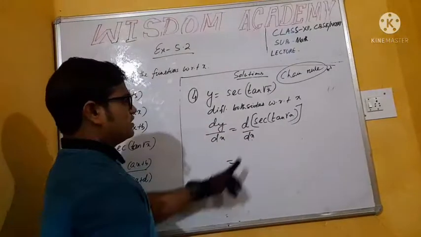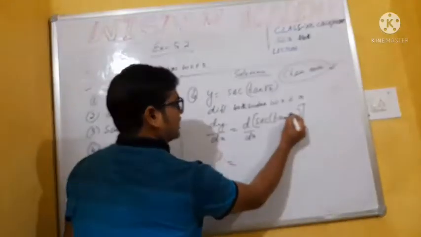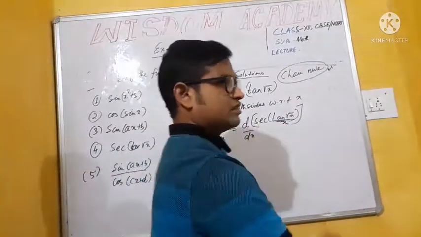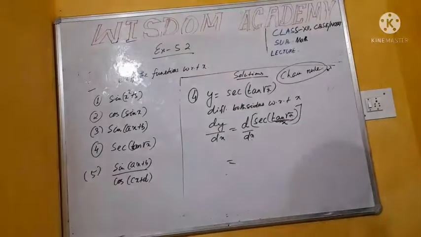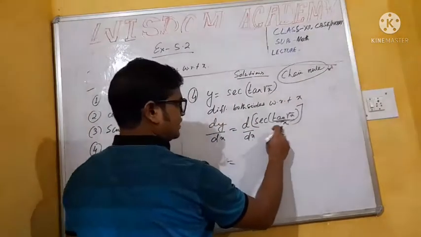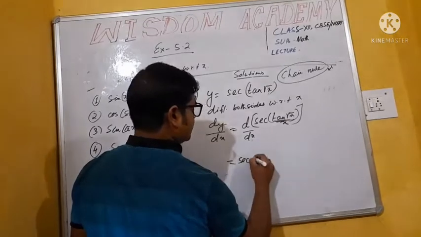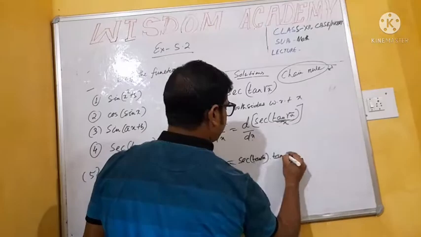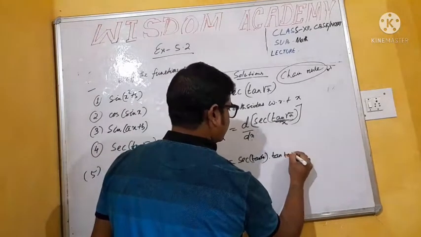So you can write sec x. Here x is not present, but we consider tan root x as x. So what is the derivative of sec x? Student, what is the derivative of sec x? The derivative of sec x is sec x into tan x. So you can write sec tan root x into tan root x.